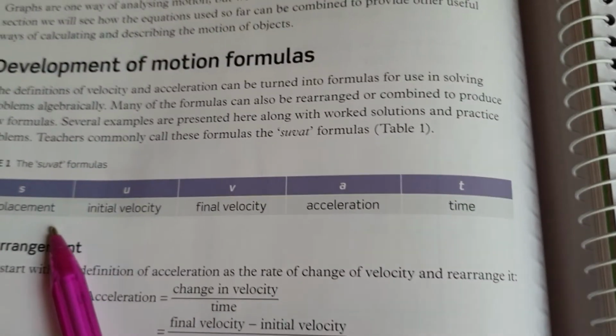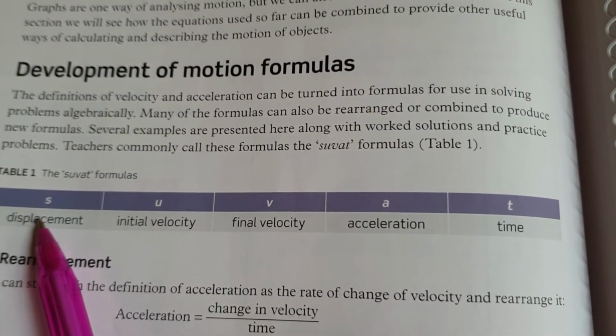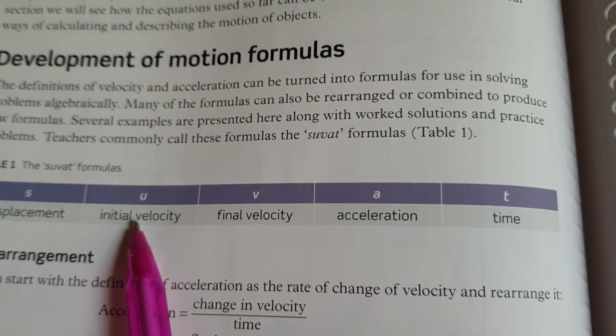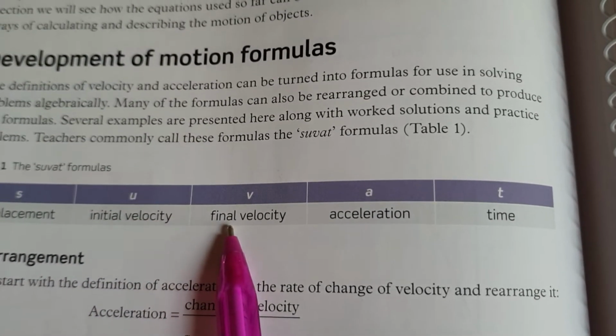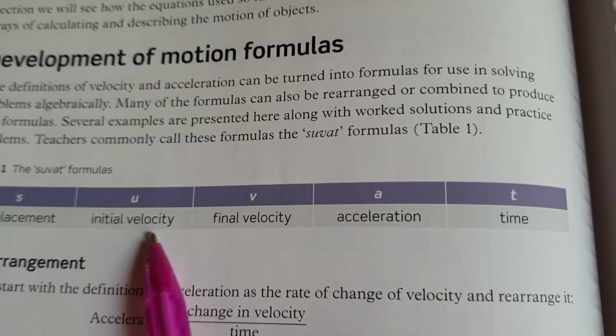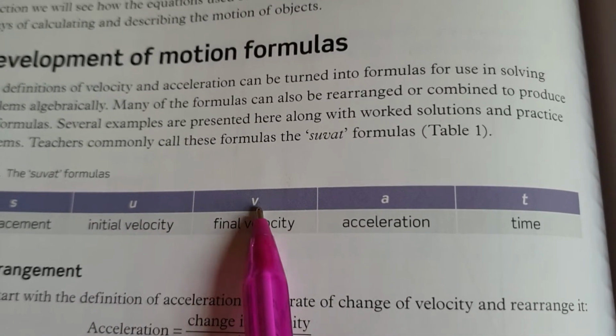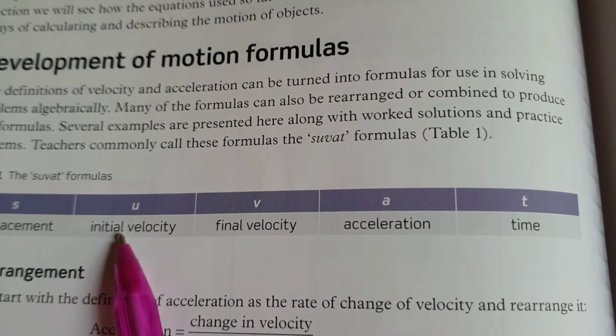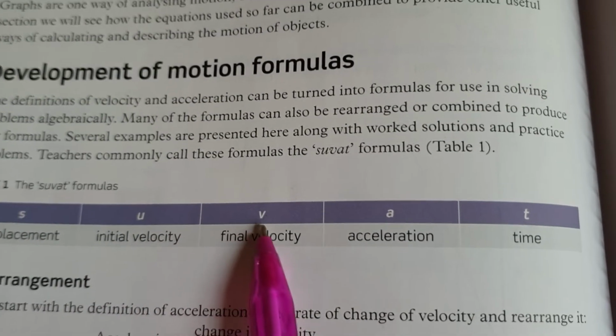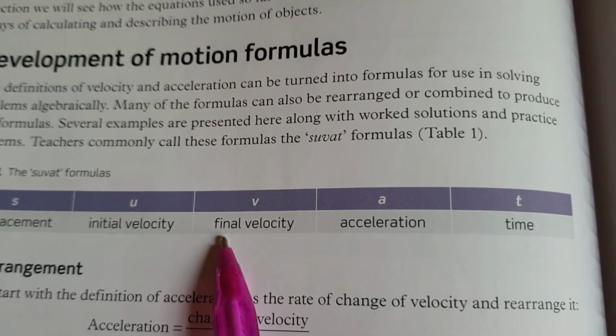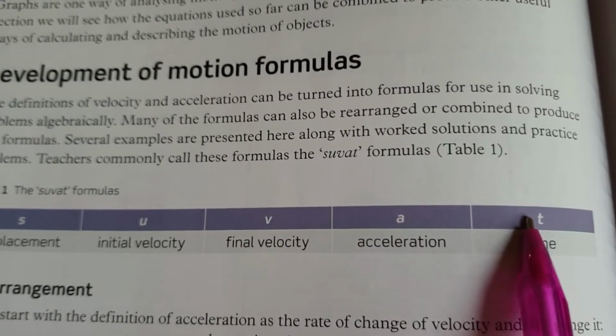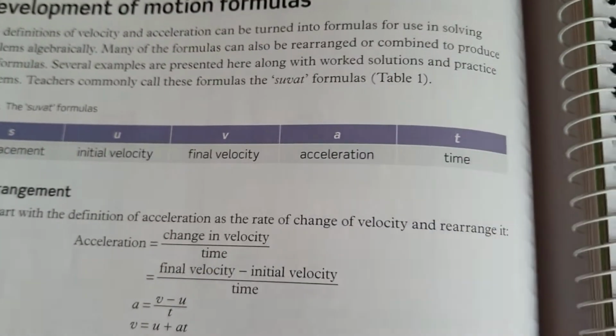So they're listed here. S is displacement, U is initial velocity, V is final velocity. Now the way I remember that is that U comes before V in the alphabet. So U is initial, it's at the beginning. V is at the end, it's final. A for acceleration, T for time. There's a derivation there of the different formulas.